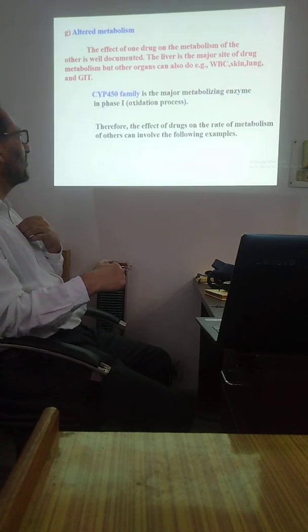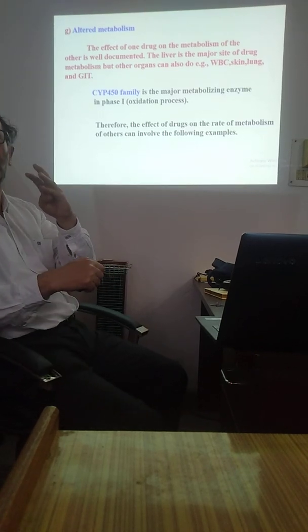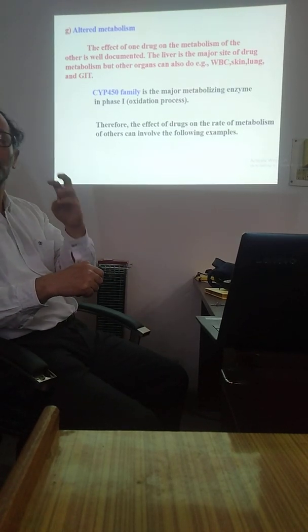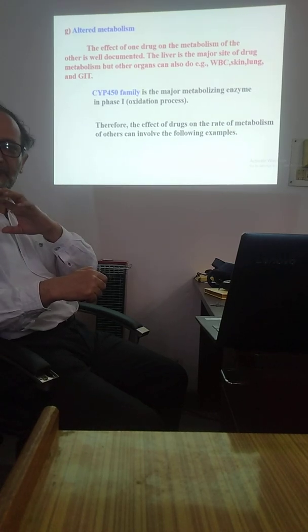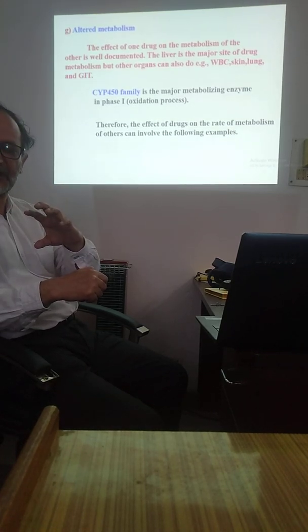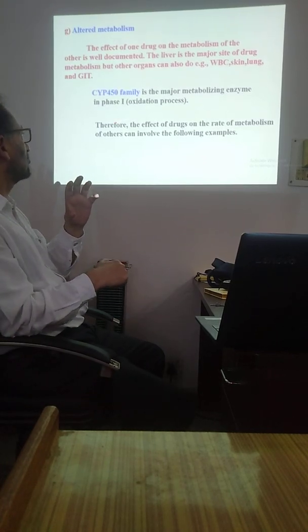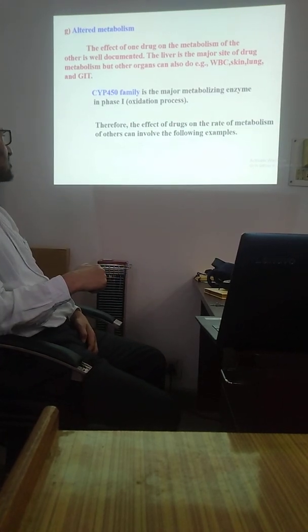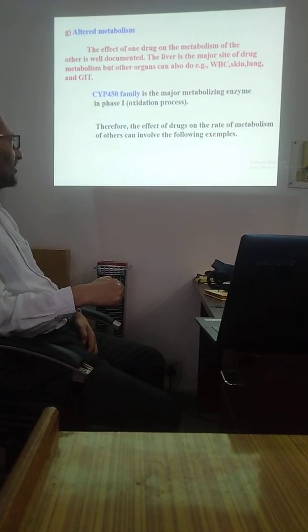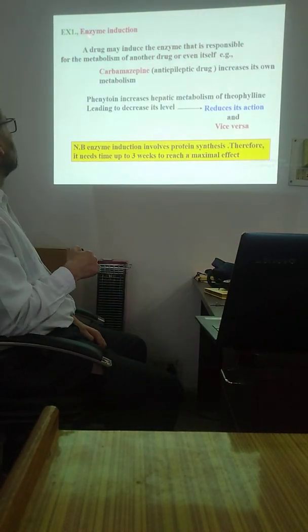So cytochrome P450 is a big family, and it consists of CYP2C6, 2C9, 2C19, and 3A4. 3A4 is the major one, with 40% of drugs metabolized by 3A4. But here I am just taking cytochrome P450 as a whole family. Therefore, the effect of a drug on the rate of metabolism of another can involve the following examples. These examples are very important in pharmacology.